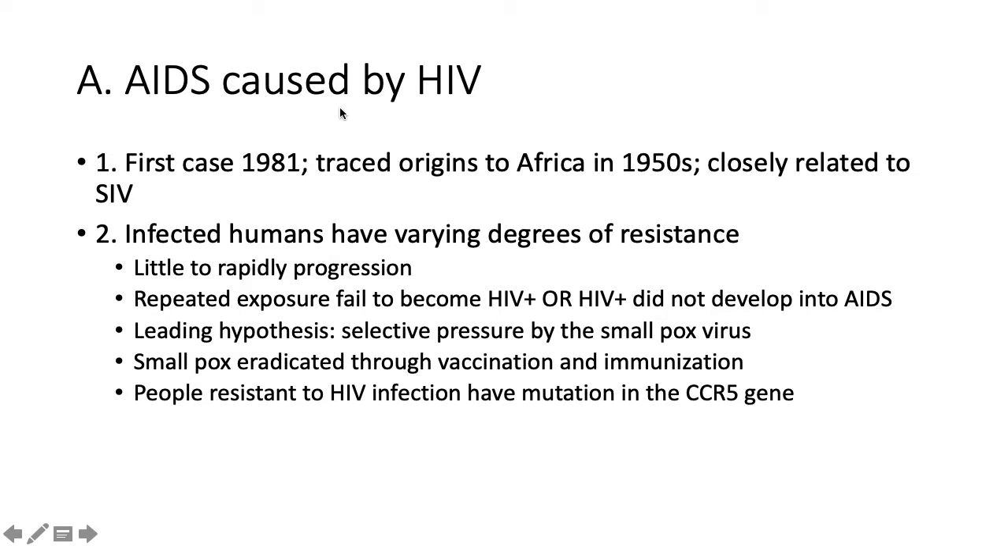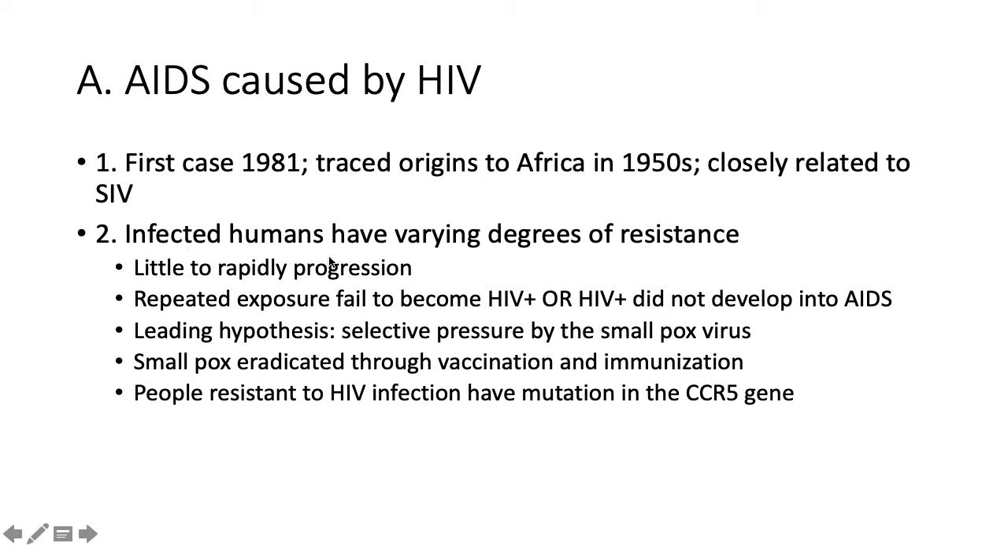All right, so AIDS is caused by HIV. And we know that the first case that's been studied in depth was in 1981. And then in a previous chapter, we talked about how we could trace the origins of HIV back to Africa in the 1950s and how it's really closely related to SIV, or simian immunodeficiency virus.